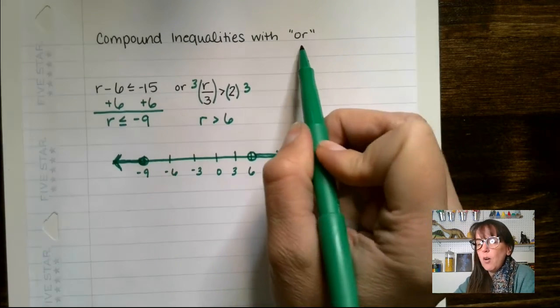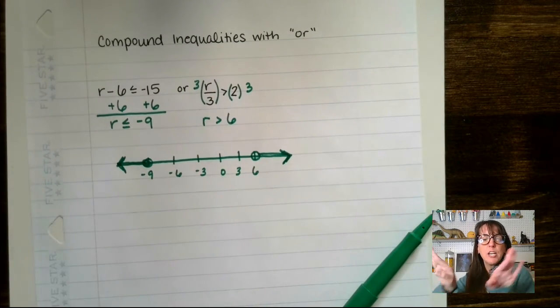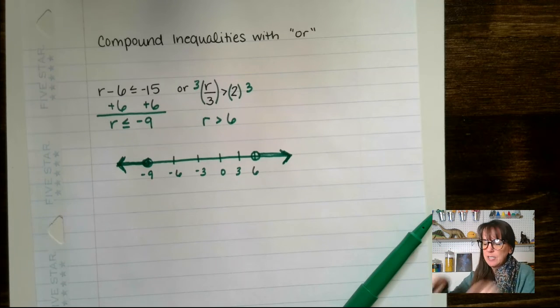So when you have an or and you graph them, you'll get two equations and you graph them. Generally, they look like this, where they're both pointing out.